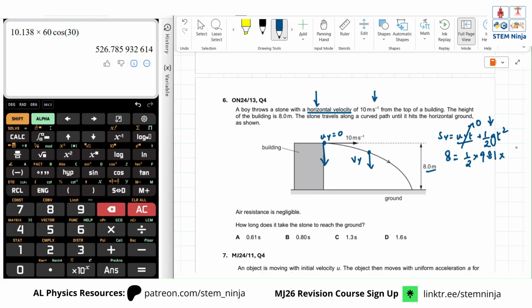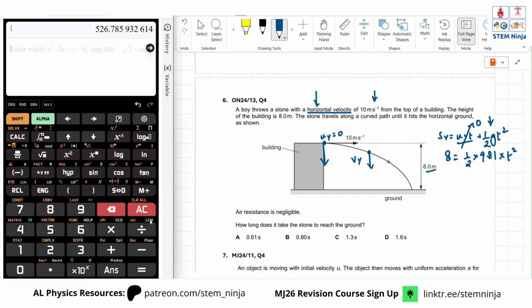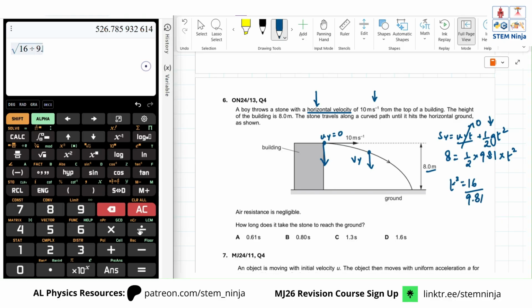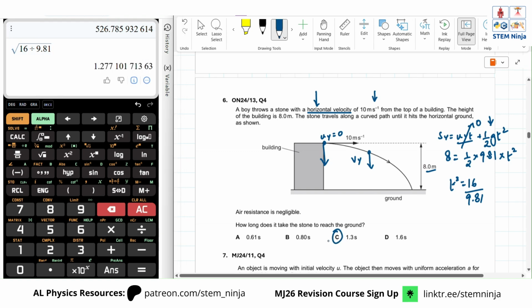and t, we actually need to find that. So this would be square root of 16. That means t squared is 2 times 8 divided by 9.81. So 16 divided by 9.81, you get 1.277, which is C.